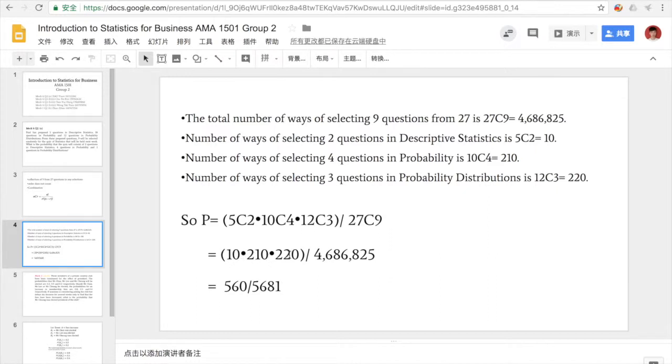specific 2 questions in descriptive statistics, 4 questions in probability, and 3 questions in probability distribution is 10 times 210 times 220. The number of ways of selecting 9 questions from 27 is 4686825. So the final answer is 10 times 210 times 220 over 4686825. The final answer is 560 over 5681. This is the end of my part. Then let's move to the next part.